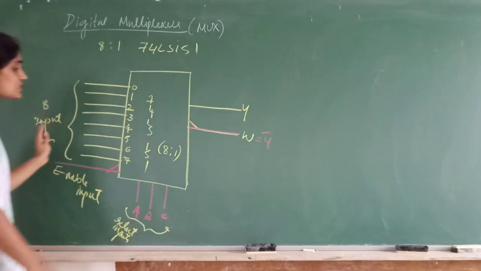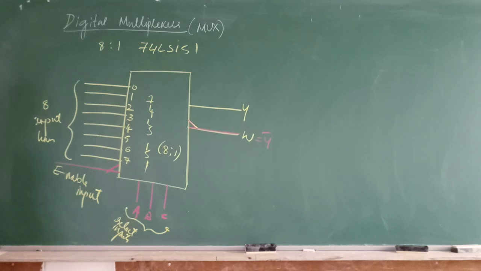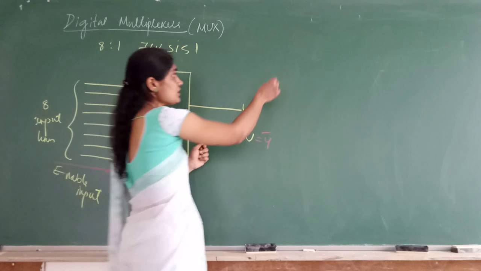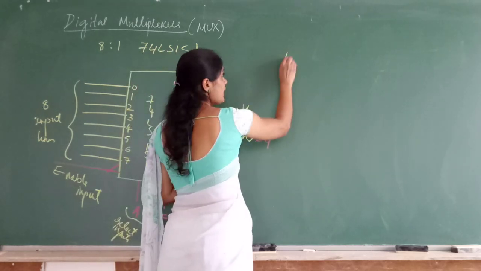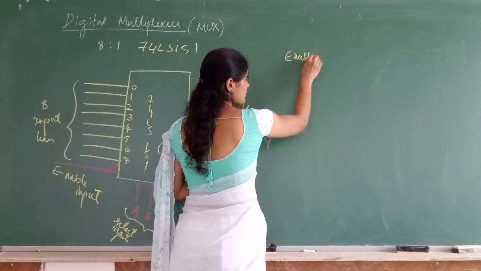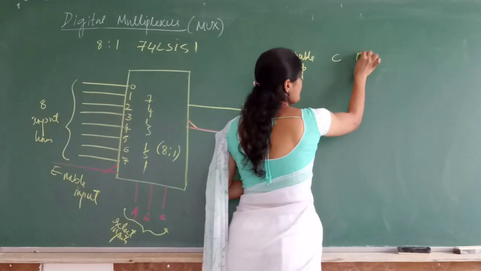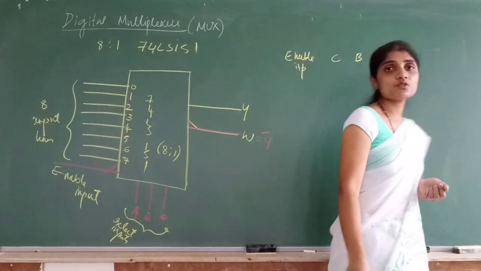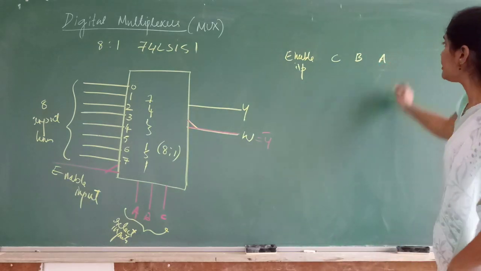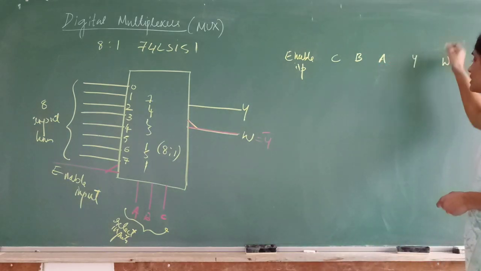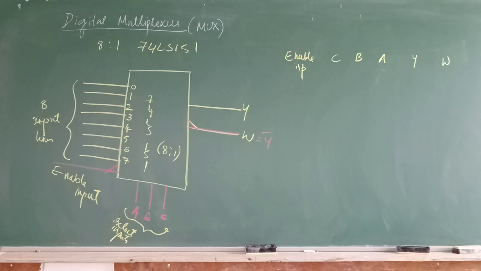Okay. So this is the IEEE logic symbol of 74LS151. Now, writing the truth table is very simple. So, what is the first input we have? Enable input as usual. Enable input, and how many select lines do we have? A, B, C. 3 select inputs we have, and output Y. Let me also write W. Output Y and W. Can you see W? Yeah. Okay.